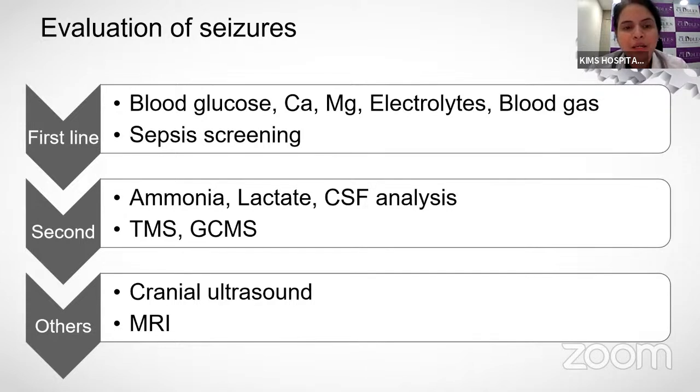When it comes to the laboratory evaluation of a newborn baby developing seizures, some important first-line investigations would include ruling out hypoglycemia by doing blood glucose levels, serum calcium to rule out hypocalcemia, serum magnesium to rule out hypomagnesemia, electrolytes, sodium, potassium, and chloride, generally to rule out disturbances in the electrolyte levels like hyponatremia and hypernatremia, a blood gas to look for metabolic acidosis, and a sepsis screen.